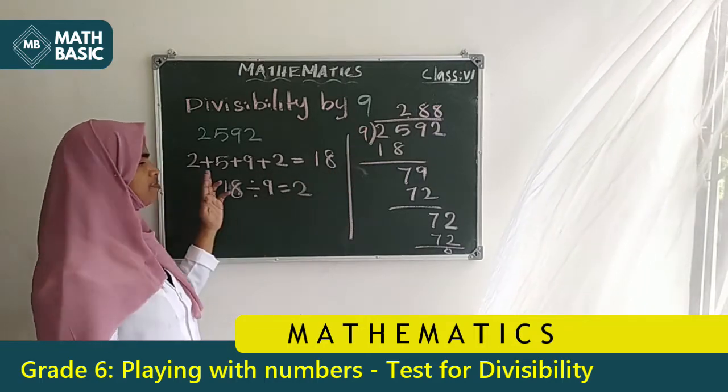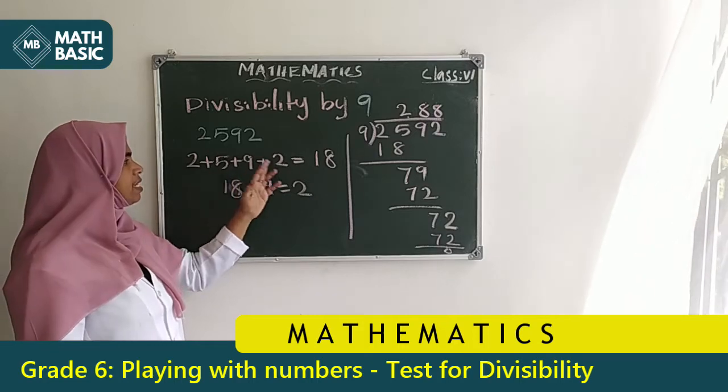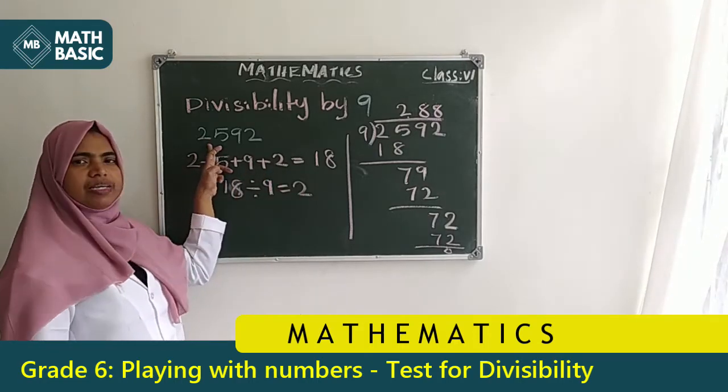Without doing this, we can understand. Add these digits, then check whether the sum is divisible or not. You check. Then we got here, this number is divisible by 9.